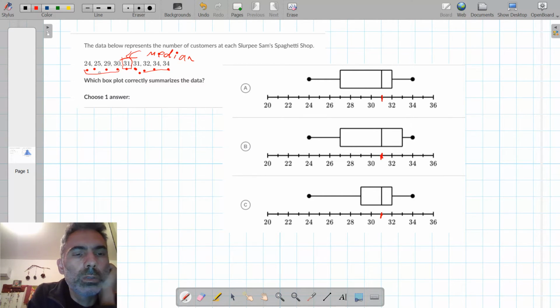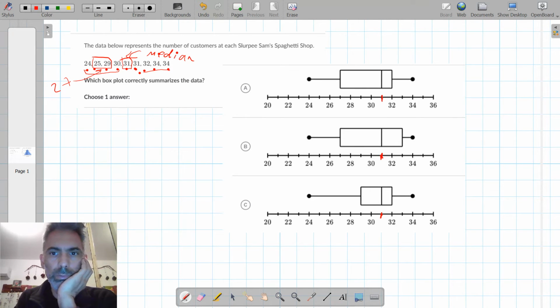Okay. So the median of the bottom half of the data here is the mean of these two data points, which is 27. So let's see, 27. This is correct because this is 27. This is also correct. This is 27. So option C is not correct because quartile 1 should not be here. It begins here at 29. So option C is not correct.